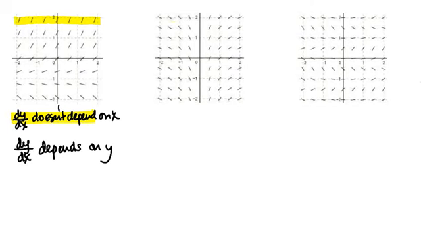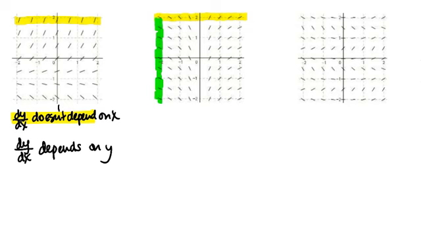Okay, over on the next one. As I go left and right, I'm seeing different slopes. So dy dx must depend on x. But then maybe I'll scan up and down, and as I scan up and down, I'm seeing the same slope.